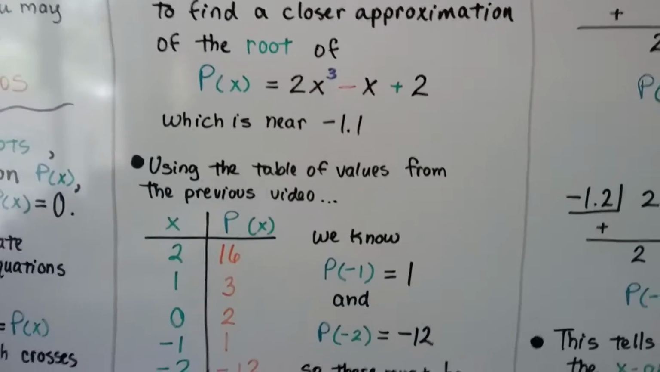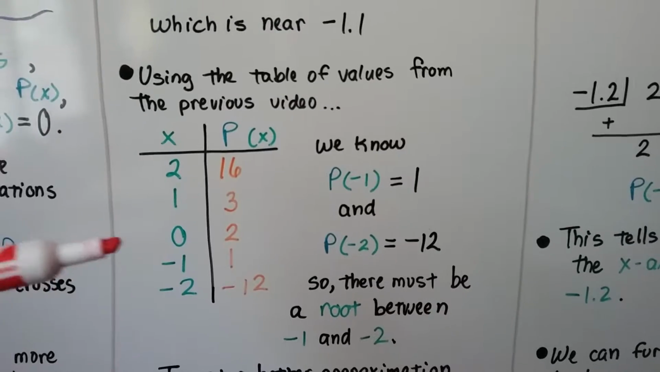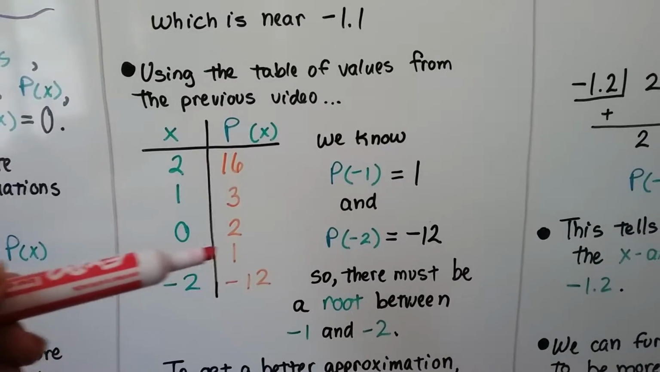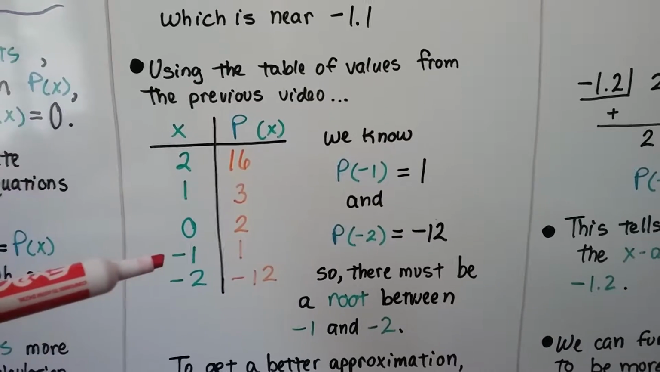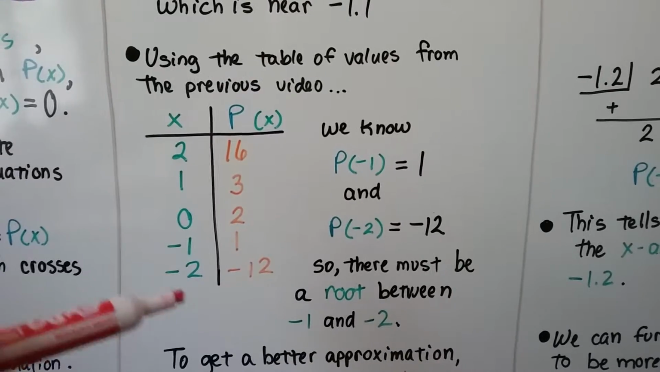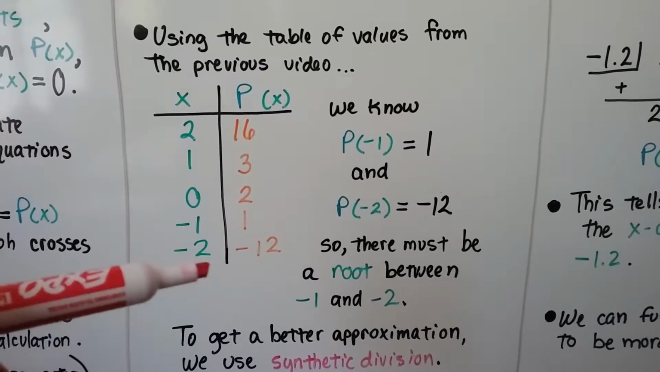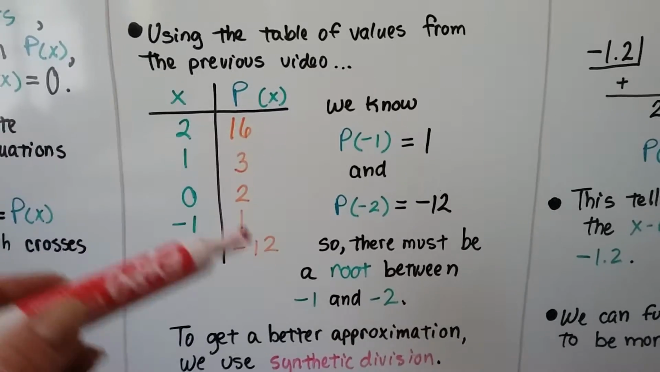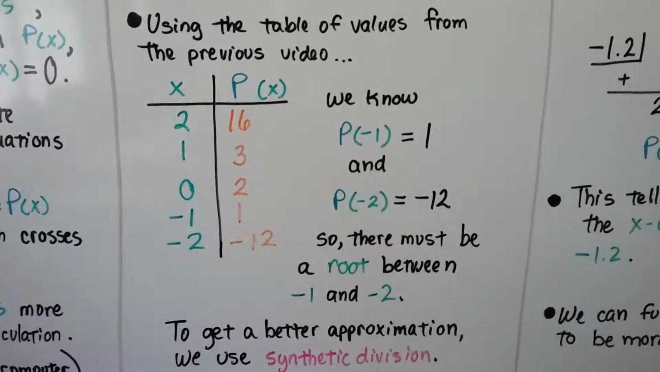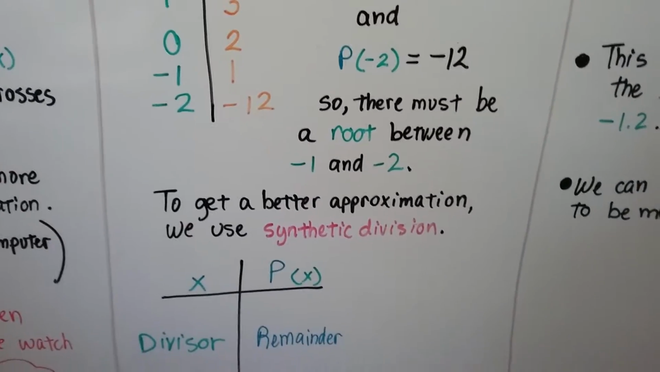Using the table of values from that previous video, we can see when we're at negative 1, p of x is 1. So p of negative 1 is 1. And p of negative 2 is negative 12. So there must be a root between negative 1 and negative 2 because that's such a large difference, isn't it? Going from a positive 1 to a negative 12. And to get a better approximation, we use synthetic division.